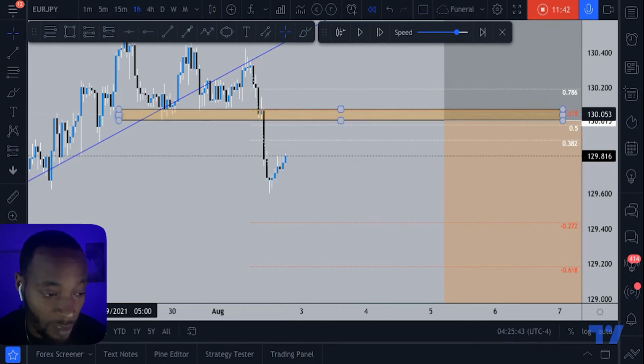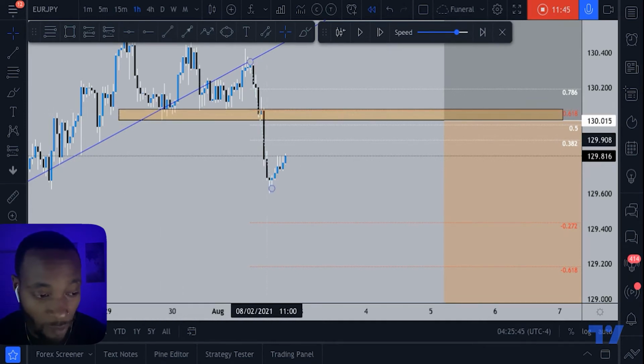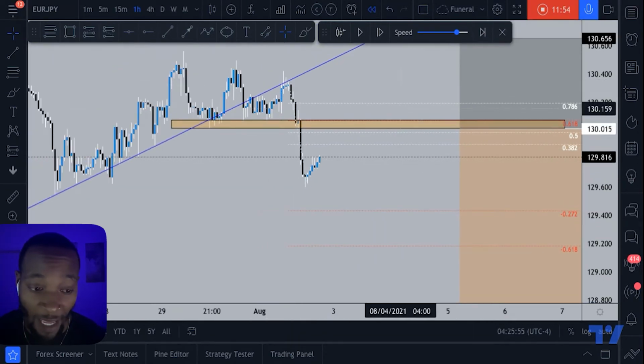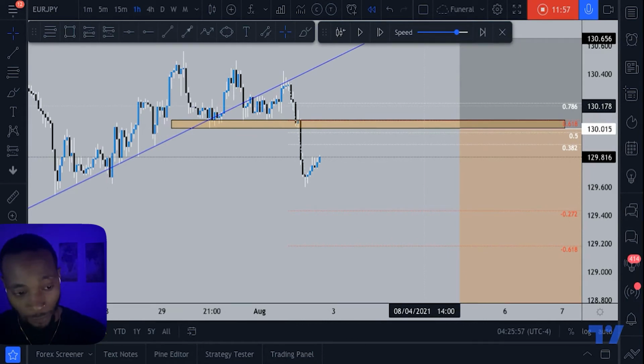So structure is in here. You can see the support was in here, indecision. Then we created this move to the downside. You want to see the market move back to this area and respect it as resistance on the next time. And that is at the 618, the golden Fibonacci ratio.